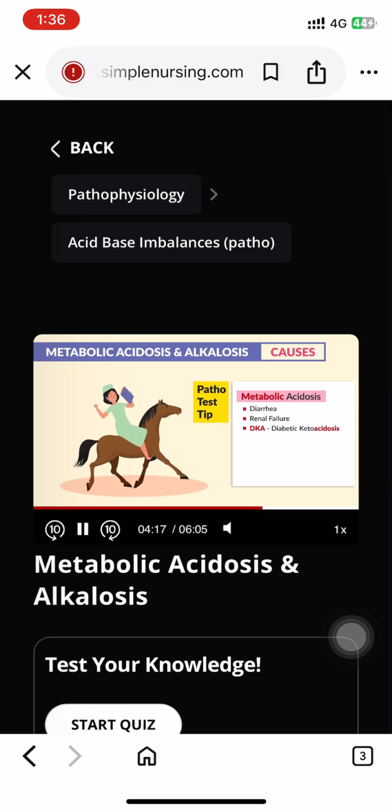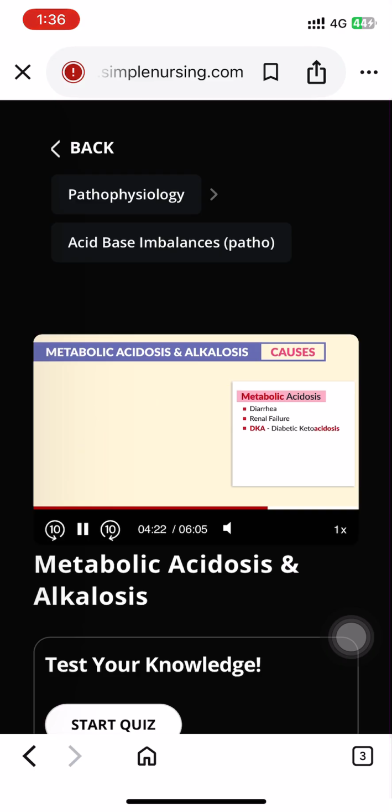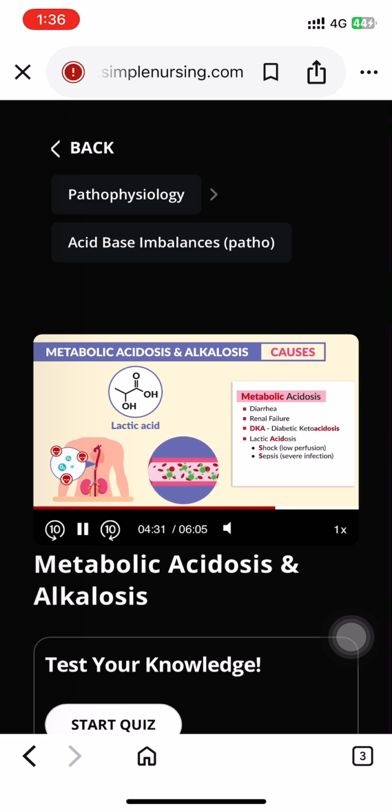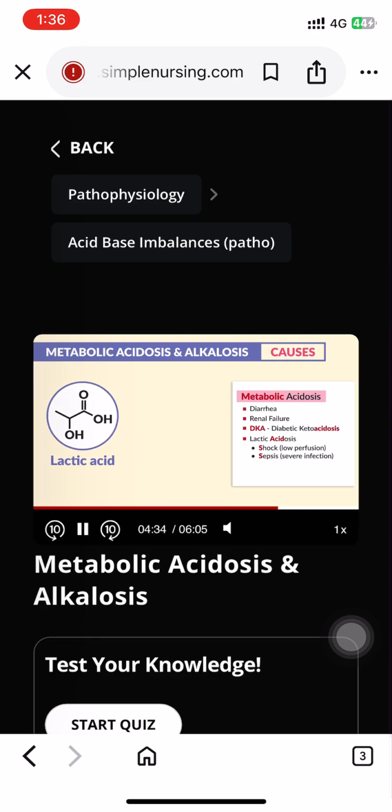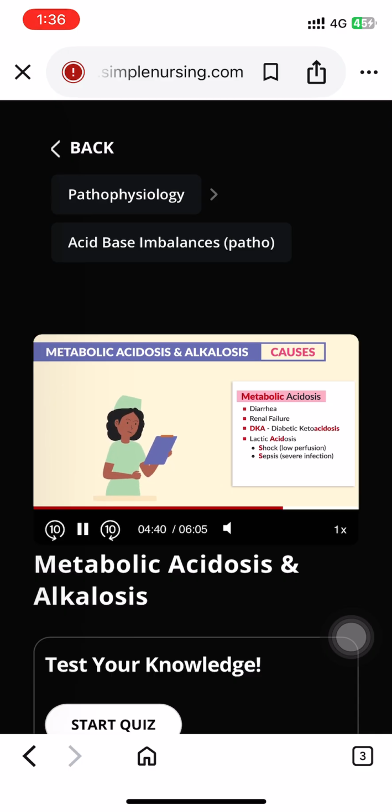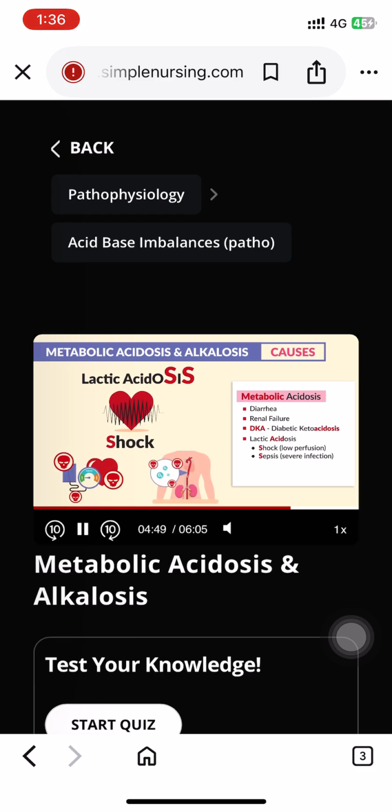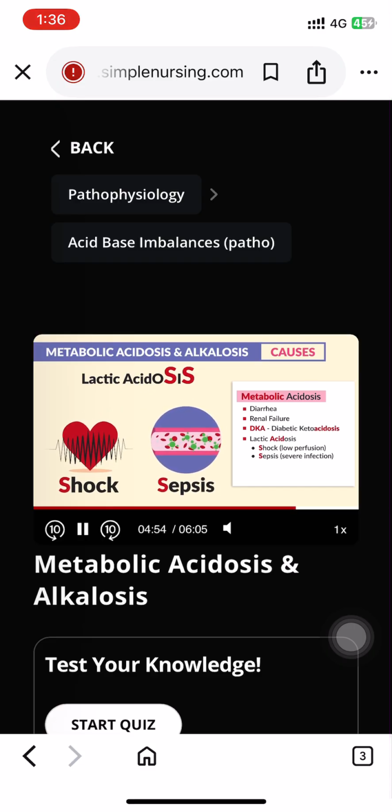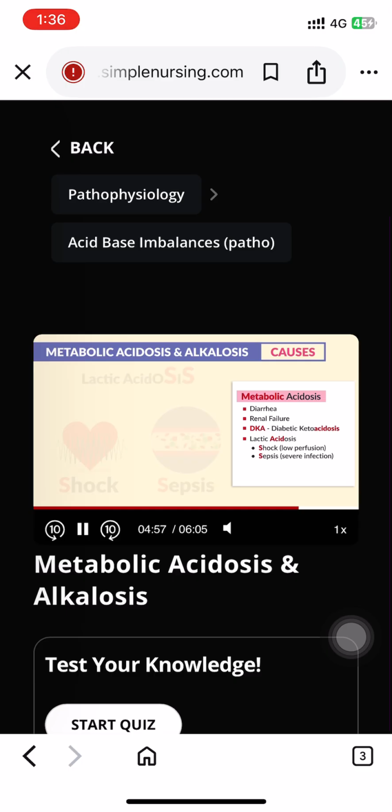Specifically for pathophysiology tests, there are two more big causes for metabolic acidosis. The key term is lactic acidosis. This acid builds up in the body with shock, that low perfusion, and sepsis, that severe infection. So lactic acid levels get higher with prolonged lack of oxygen and many other factors. But for your exam, just remember the double S's of lactic acidosis. So shock, that severely low blood pressure, resulting in low perfusion or low oxygenation to the organs, and sepsis, that very severe bloodborne infection.